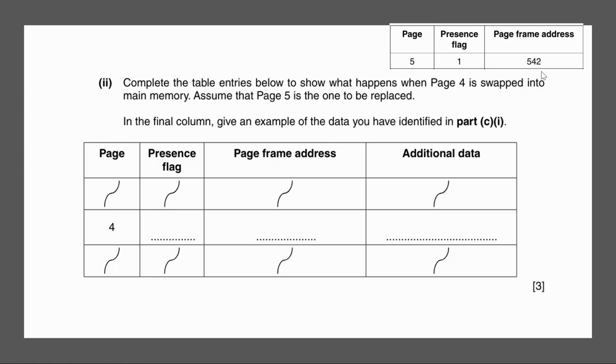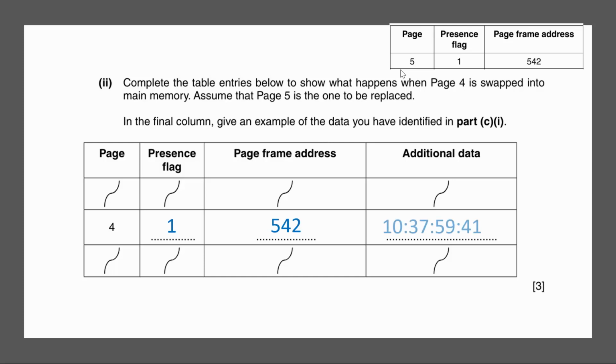I know page 4 is being swapped in to main memory. That means its presence flag is going to become a 1. What is its page frame address? Well, it's replacing page 5. So it's going to have a page frame address of 542. Now, the additional data, when you go to put the time, remember, computers work on hours, minutes, seconds, and milliseconds. If you've ever used a timer in a high-level language, and if you're on paper 3, you most likely have, you know that it works based on milliseconds and not seconds. So you have to put the hour, the minutes, the seconds, and the milliseconds.